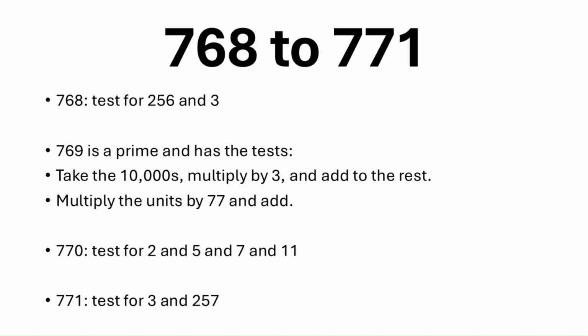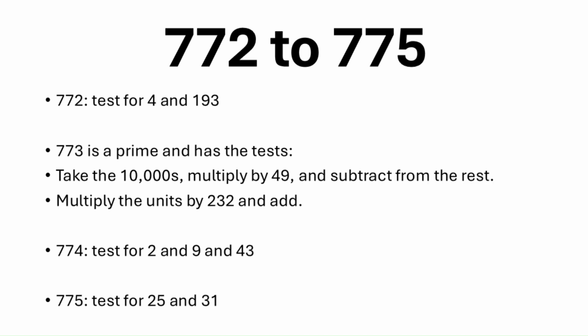770, test for 2 and 5 and 7 and 11. 771, test for 3 and 257. 772, test for 4 and 193. 773 is a prime and has the tests. Take the 10,000s, multiply by 49, and subtract from the rest. Multiply the units by 232 and add.